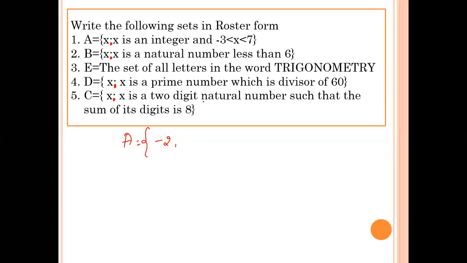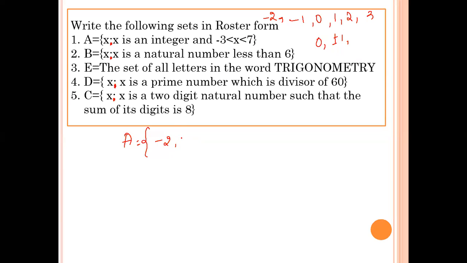Minus 2. It should be integers. Integers means everything: minus 1, minus 2, 0, 1, 2, 3, everything. All these are integers, correct? But we need only those integers which are greater than minus 3. Which integer is 1 greater than minus 3? It is minus 2. So from minus 2, you have to write the integers which are less than 7.